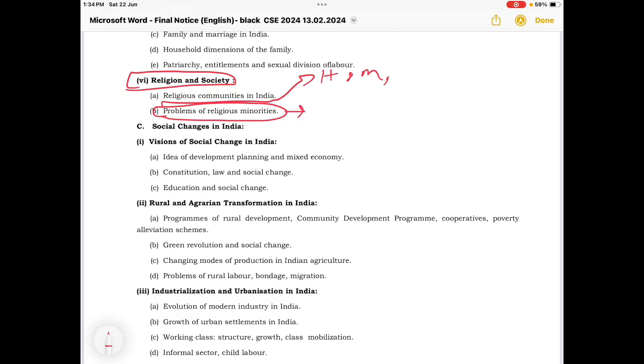The group called religious minorities, apart from Hindus, are Muslims, that is Islam, Christians, Jains, Buddhists, and Sikhs. These are the five groups considered religious minorities, and the Muslims are considered the major religious minority, meaning the largest minority.